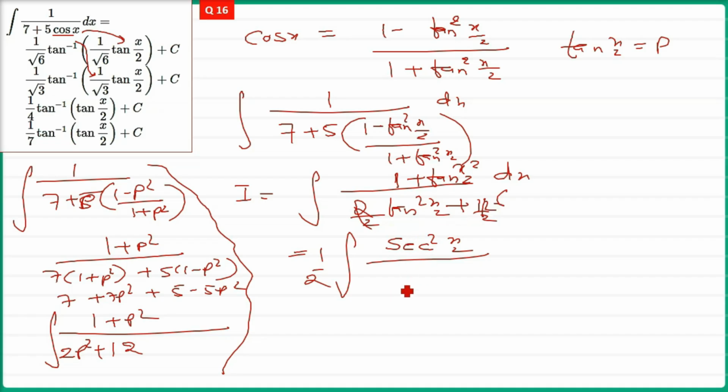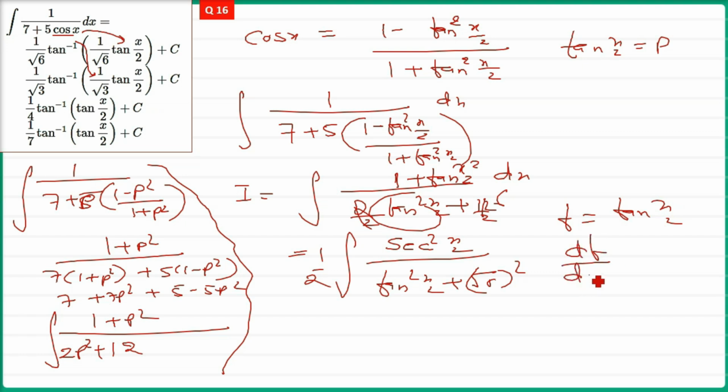Now we can write it in terms of square. So this will be tan square x by 2 plus 6. 6 you can write as root 6 whole square. Now you will ask, why have you done this? Because now we are reaching a formula. When we take t equals tan x by 2, dt by dx will be what? Sec square x by 2, and differentiation of x by 2 will give you half. So twice of dt will become sec square x by 2 dx.